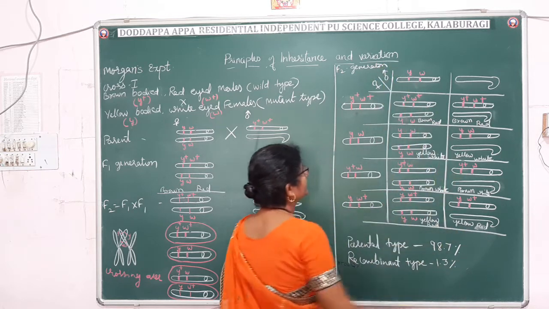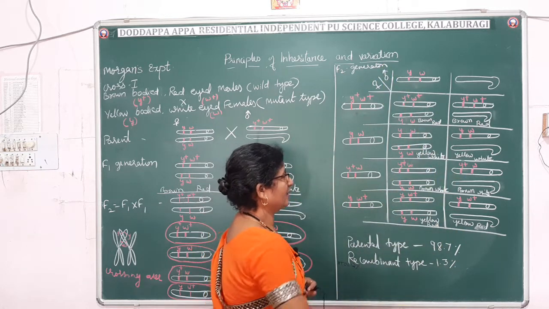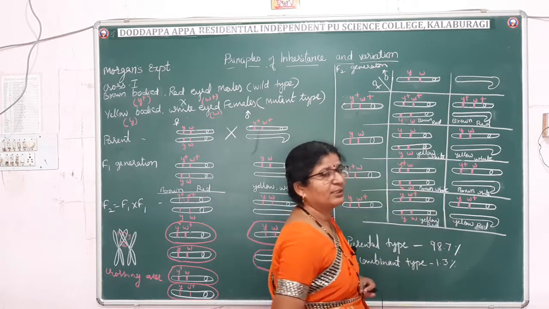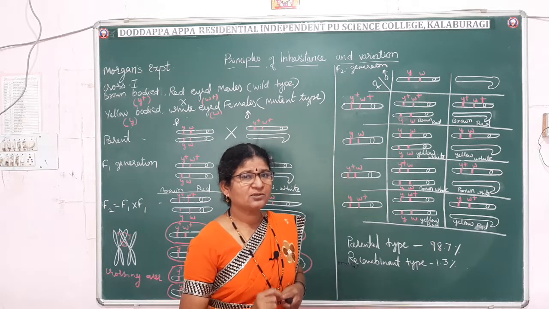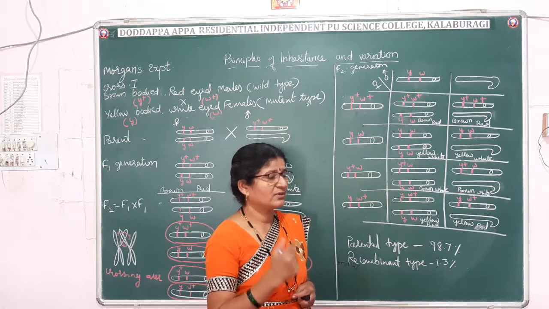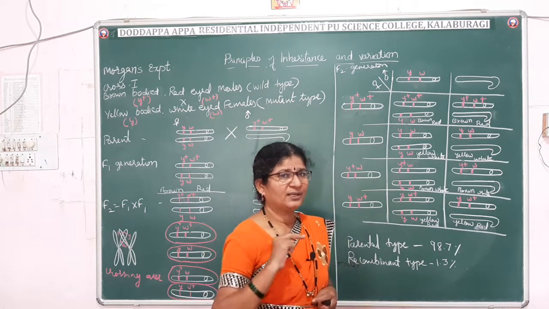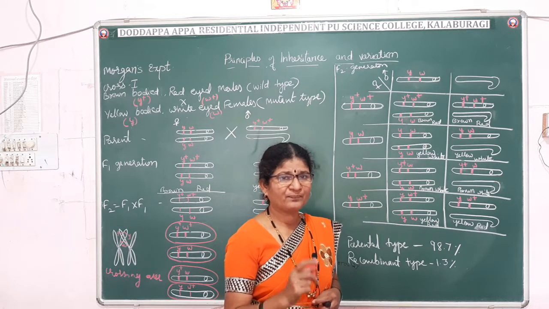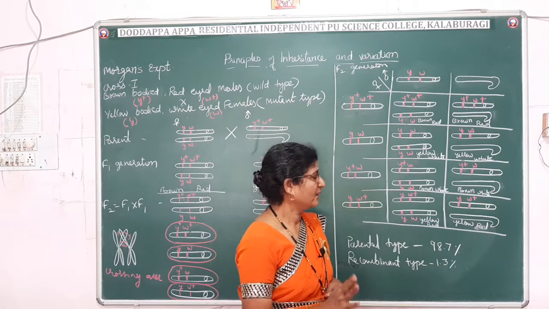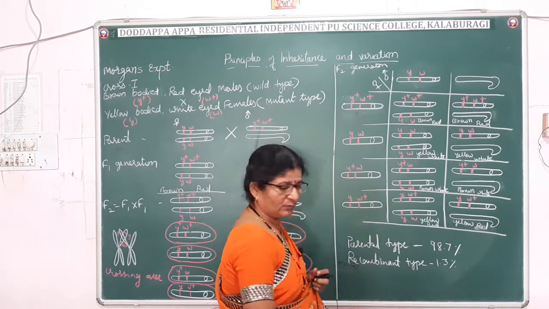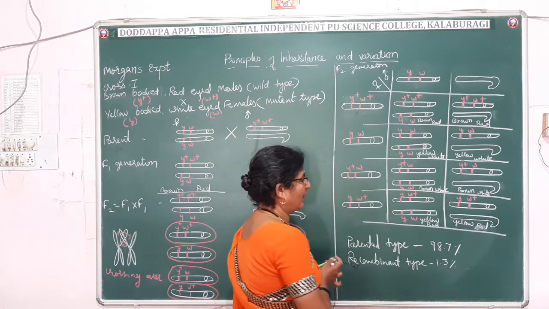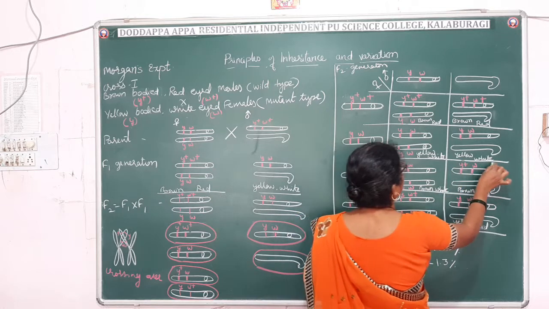Fine. So in the F2 generation, Morgan got the parental varieties as well as the new recombinant variety, that is non-parental variety. But he did not get the same ratio for the dihybrid as Mendel got. What was the Mendel's phenotypic ratio? It was 9:3:3:1. But Morgan did not get it. He got the parental varieties more. That is 98.7%. All these are parental variety.